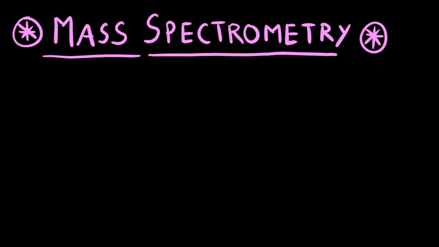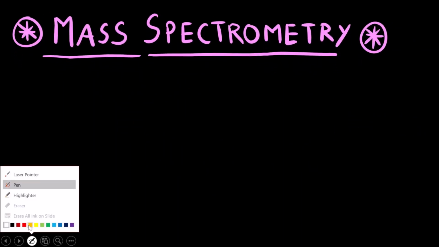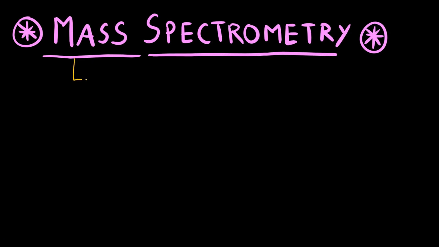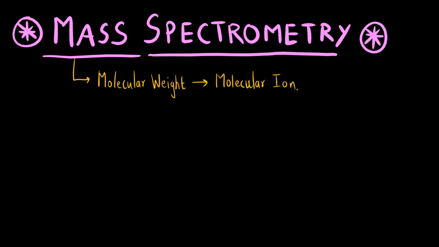Next is mass spectrometry. This is another very important technique. Let us see what all things we can come to know by studying mass spectrometry. First, we can come to know the molecular weight of a particular compound. How? By analyzing the molecular ion peak. From the mass spectrum, the molecular ion peak gives us the information about the molecular weight of that compound.